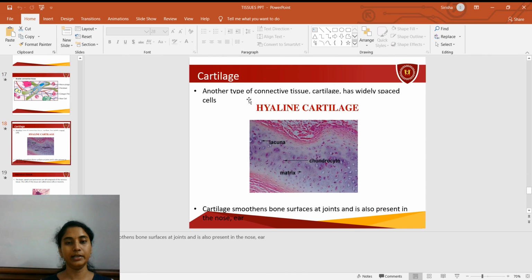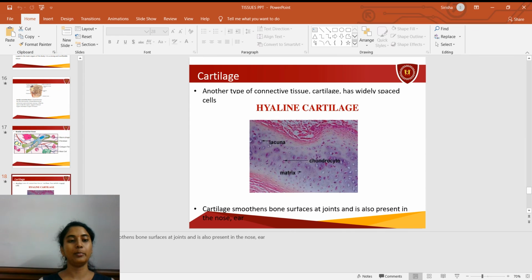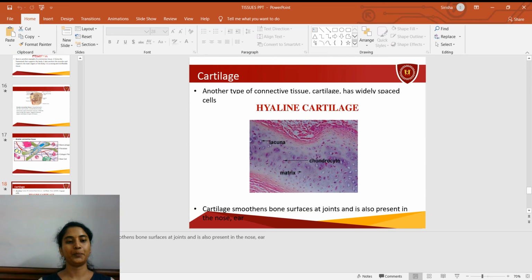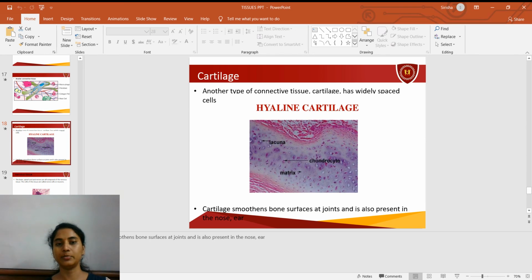Next is cartilage. Another type of connective tissue. Cartilage has widely spaced cells like this. See, there is much gap between these cells. This cartilage smoothens bone surfaces at joints. At joints, this cartilage smoothens. What will happen otherwise? This bone will get friction and it breaks easily. That is why, instead of breaking, this cartilage helps to prevent the breakage. This is called cartilage, and this is also another type of connective tissue. And here it goes. These are the different types of animal tissues.